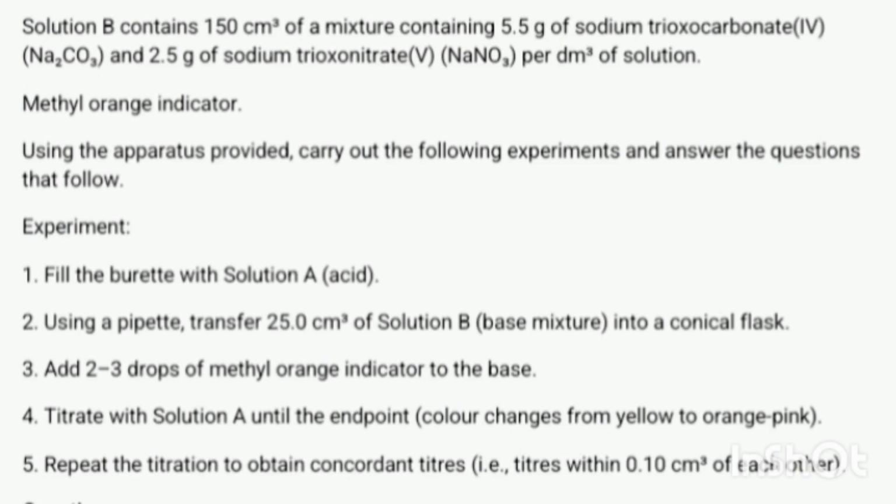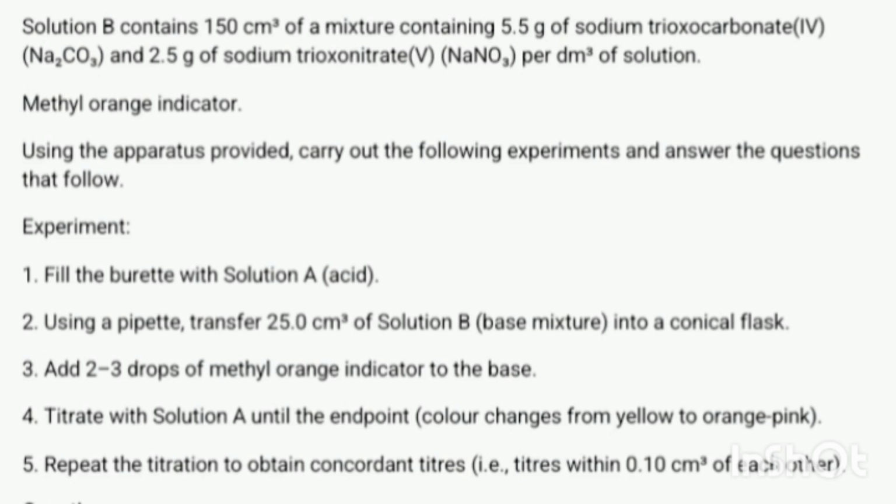The experiment says fill the burette with solution A, that is the acid. We all know that our burette is always 50 cm³ capacity, so we need to fill it with our acid, that's solution A. Using our pipette, which can be 20 cm³ or 25 cm³, here I'm using 25 cm³, to transfer the base into a conical flask and add 2 to 3 drops of methyl orange indicator to the base. After doing that, you need to shake very well before you start running your acid on it.